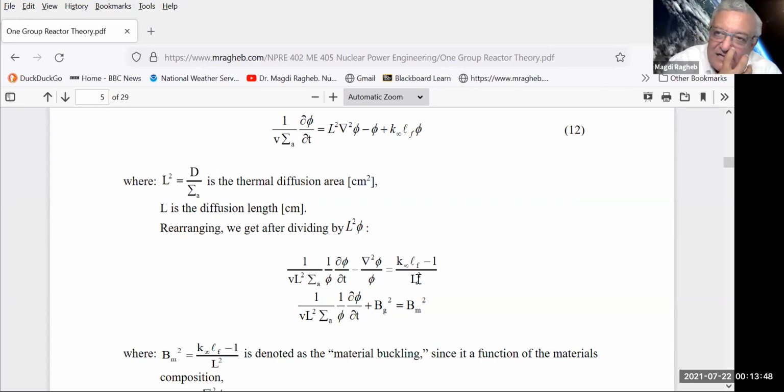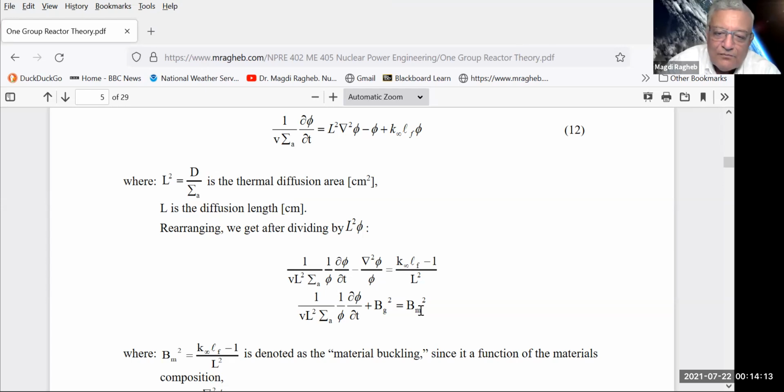L squared is D, the diffusion coefficient, divided by sigma sub A. Sigma sub A depends on the type of fuel. The diffusion coefficient depends on the water to moderator ratio, and L sub F depends also on the material composition. So that term here, we call it the material buckling.